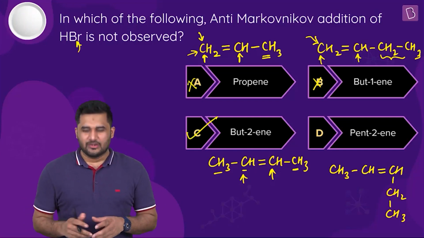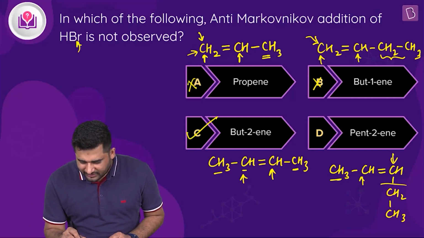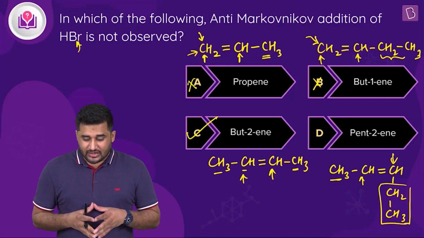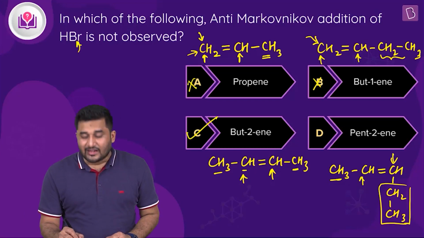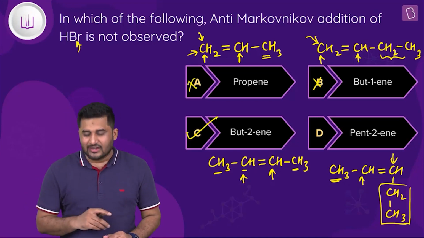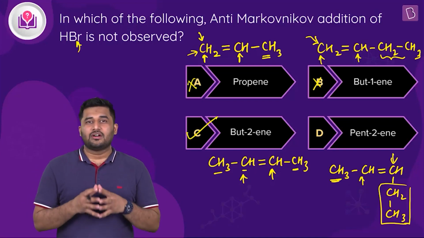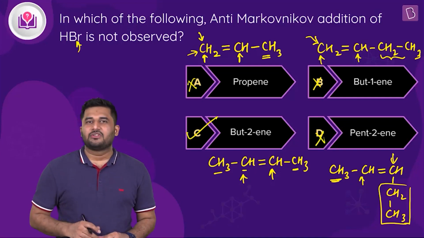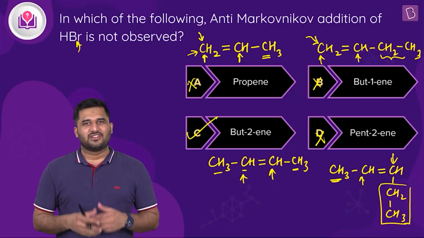Moving to option D, here you can see about these double bonded carbons. One carbon is carrying a methyl group, the other is carrying an ethyl group, and obviously the remaining are hydrogen atoms. So clearly both are differently substituted. The one carrying the ethyl group is considered more substituted, whereas the one carrying the methyl group is considered comparatively less substituted. So in this case also anti-Markovnikov's addition can be observed. So obviously this also cannot be the right answer. So clearly the right answer to this question is option C.